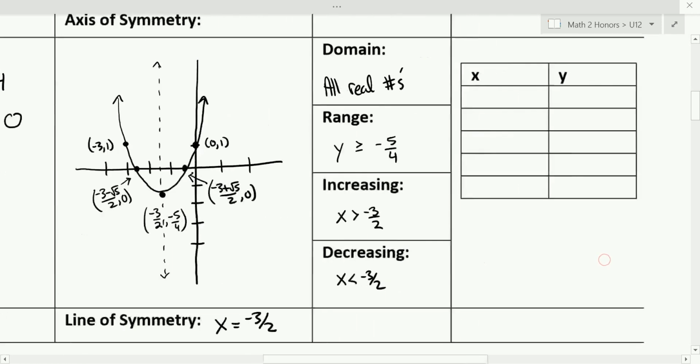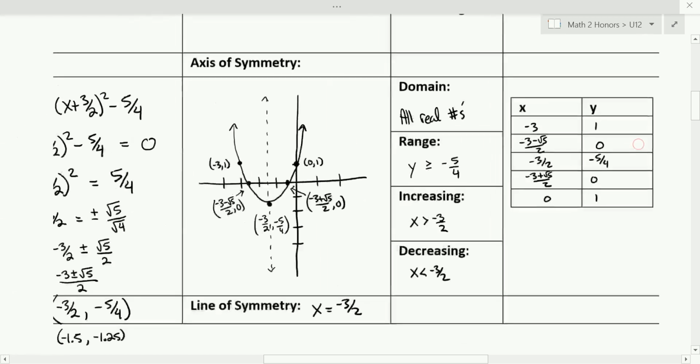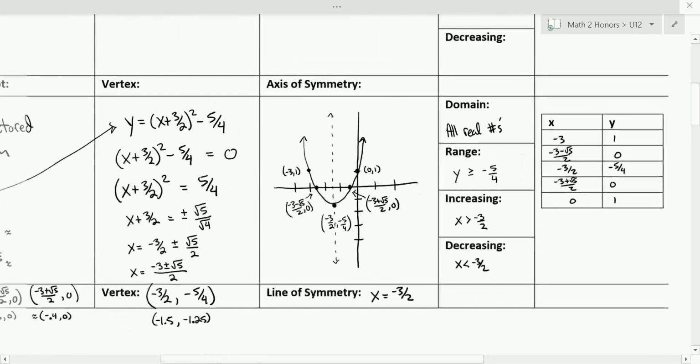And we got our 5 points. I'm just going to write them in here. -3, 1. -3 minus √5 over 2, 0. -3 halves, -5 fourths. -3 plus √5 over 2, 0. And 0, 1. We did it. Monster problem here.